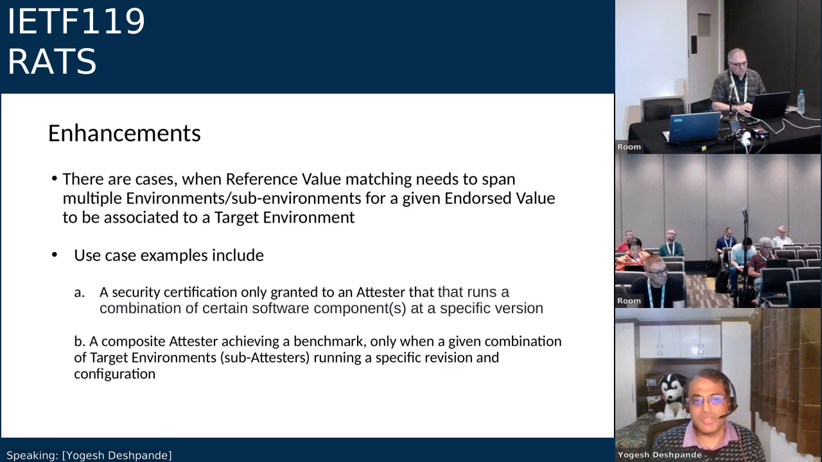Let's say a composite attester or an attester is granted a security certification only when it is known that it has a collection of elements or software components, each running a specific revision. So security certification applies when a particular software component matches a particular measurement, and you can have a collection of these to grant a security certification. Or equivalently, a composite attester achieves a certain benchmark when a given combination of sub-attesters or target environments runs a specific revision and configuration. So the name of that advanced triple is, next slide please.